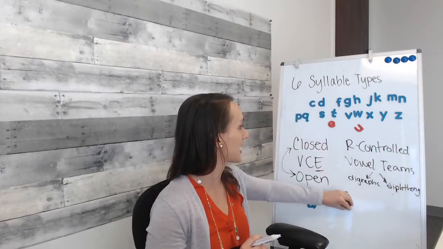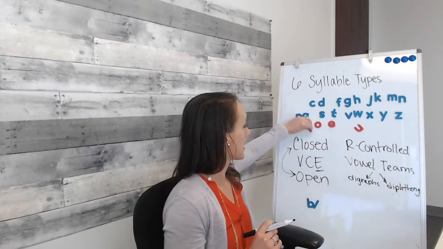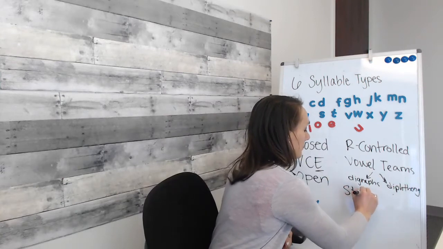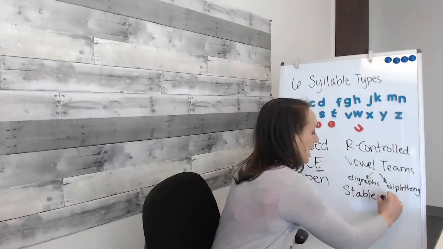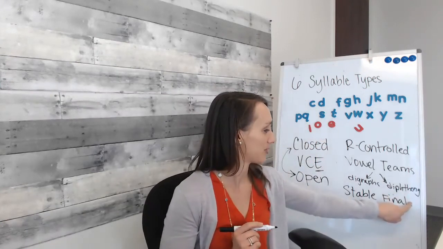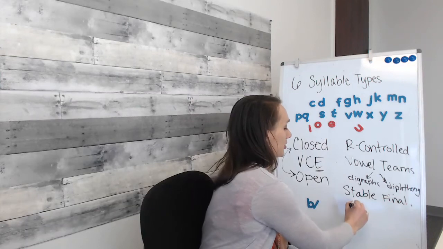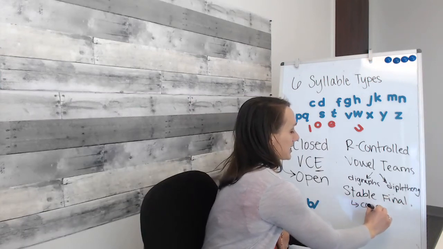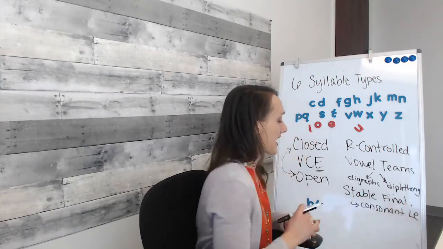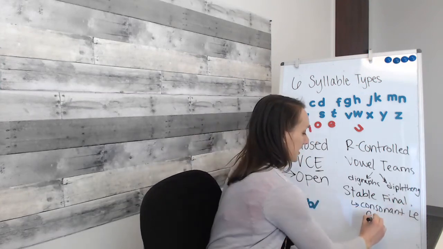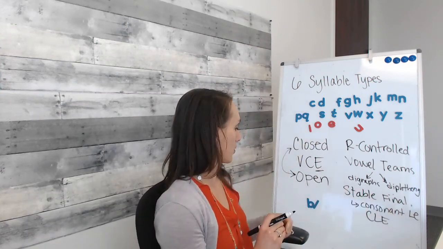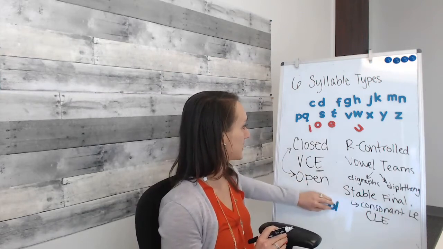The last syllable type that we talk about is a little bit of another one that's kind of tricky. It's going to be called stable final syllables. And one of the most common ones that we see in these stable final syllables is called consonant LE. So consonant LE is lovingly known as CLE, consonant LE, and that's going to be like that word that I showed us before. So the word table.